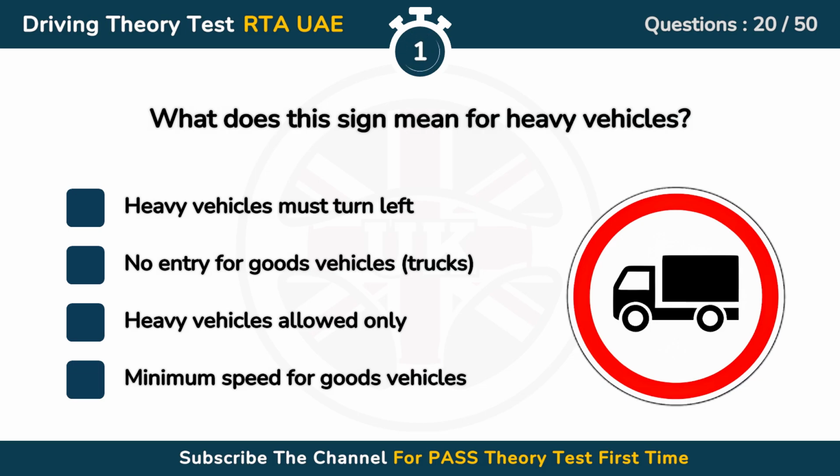A. Sharp turn ahead. B. A hump or speed bump in the road. C. Uneven road surface. D. A dip in the road.